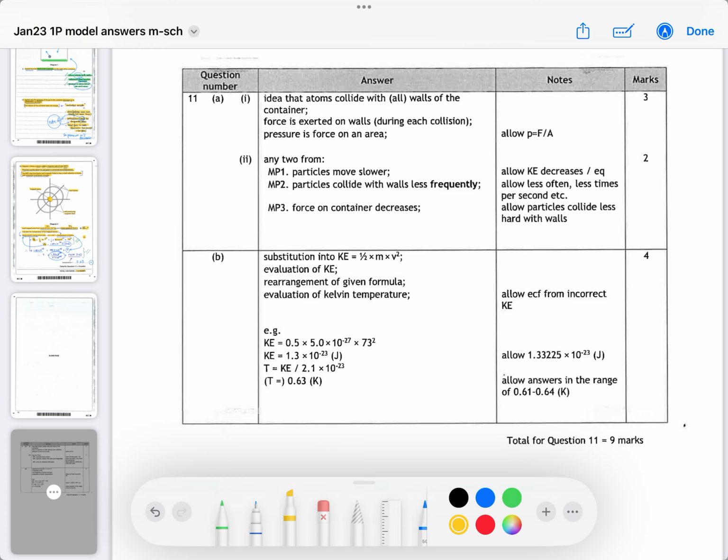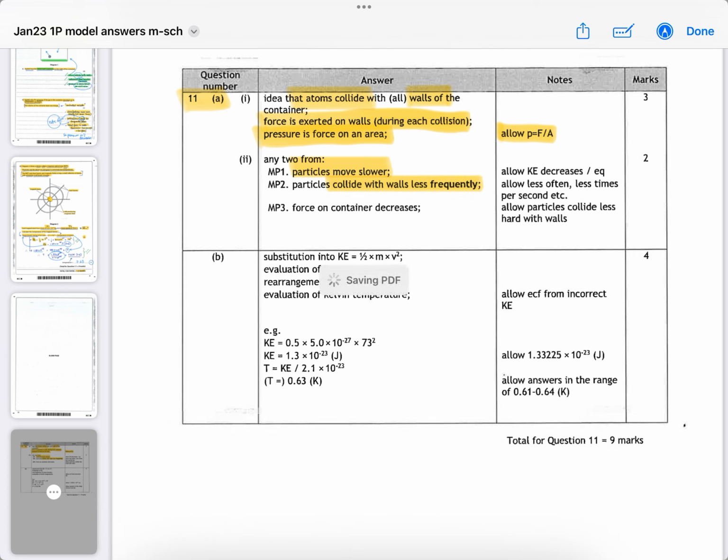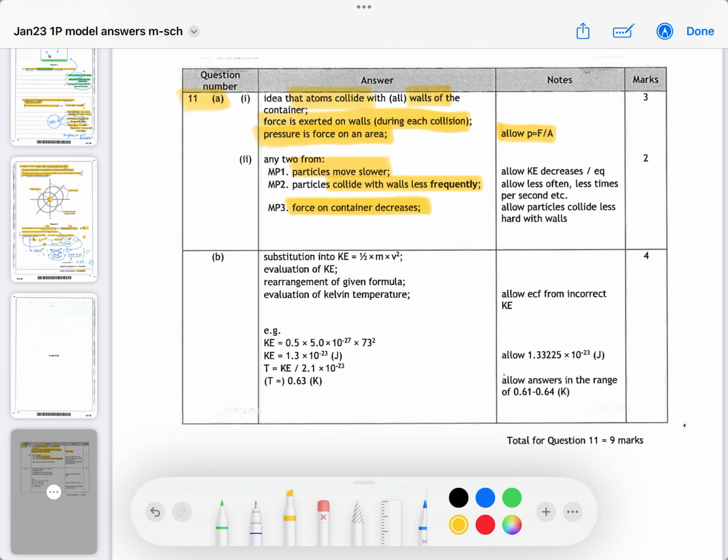All right, so the next, here's the mark scheme. So 11A, you can have a look at it. Yeah, atoms colliding with the walls, forces exerted during each of these collisions, and pressure is the sum of the force on the area. Yeah, because pressure is force over area. Okay, and then if the particles move more slowly, they collide less frequently, rate of collision is reduced, and therefore the force on the container decreases. And again, pressure is force over area. So that's how you're relating it.